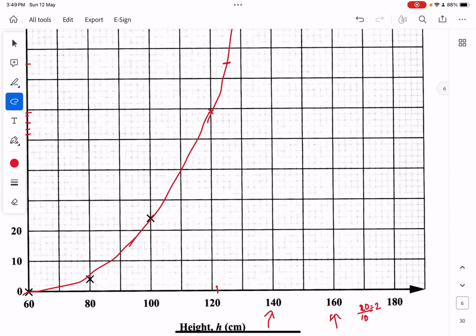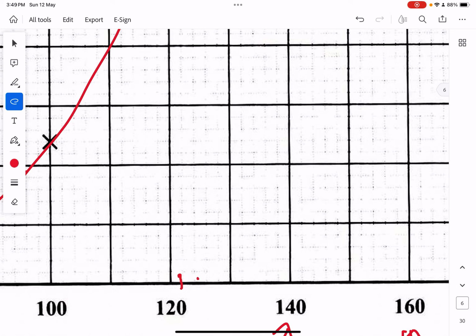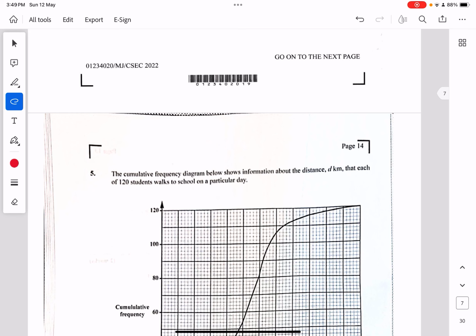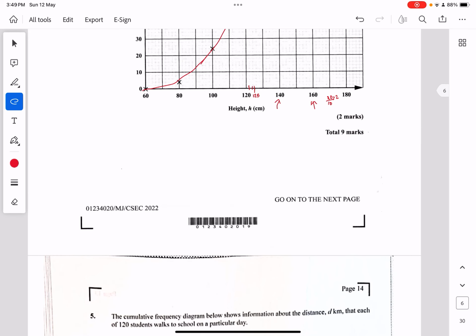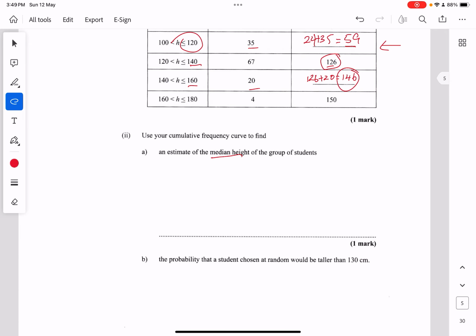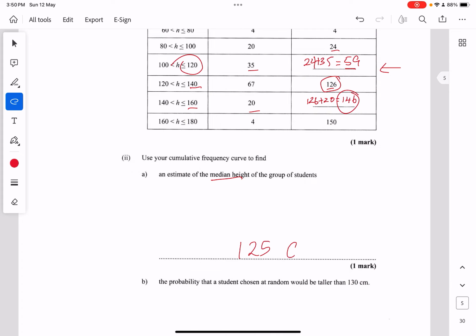So let's find our point. It is midway between here. So our point ended up here. So that is 122, 124, 125. So this mark here is going to be 125. So therefore our median height, we have to go up. Our median height is going to be 125 cm.